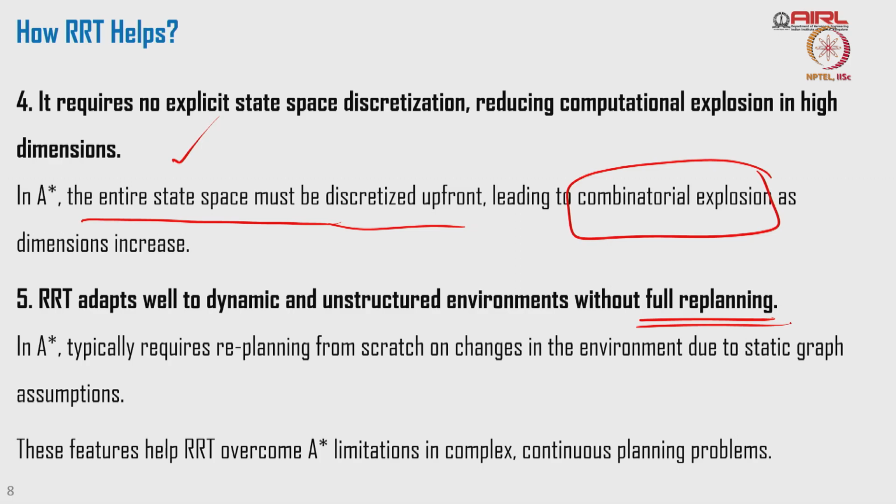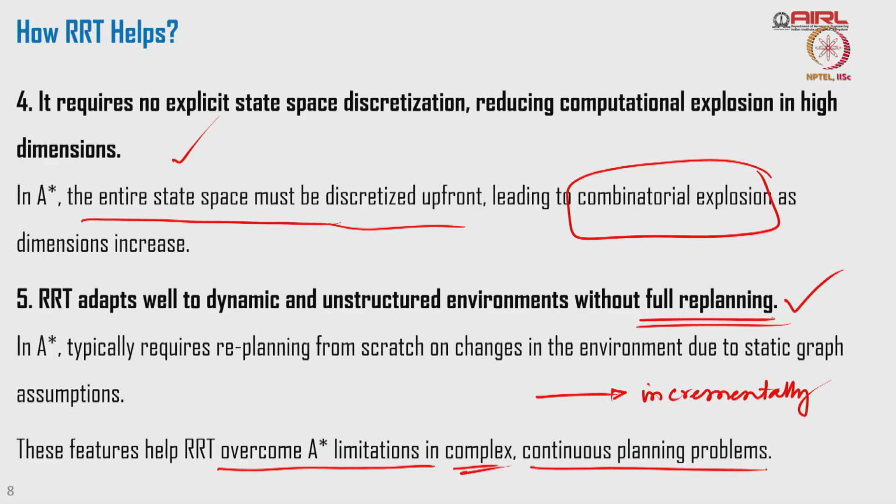As I told, in a dynamic environment, if suddenly one obstacle appears, then with A-star we need to run from scratch, because the path it has given was fully computed with the discretization of the entire configuration space. But in RRT the expansion happens incrementally, so this can be handled. These features help RRT overcome A-star limitations in complex and continuous planning problems.